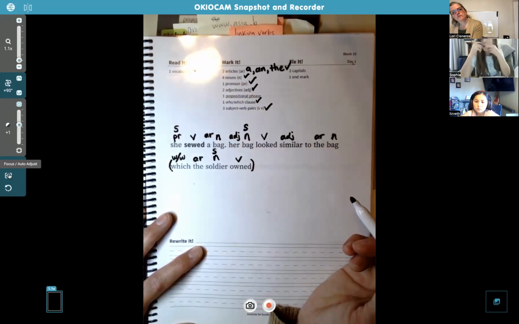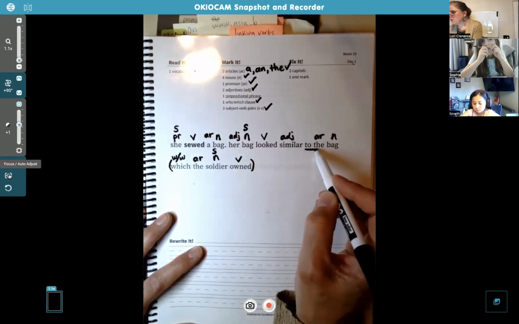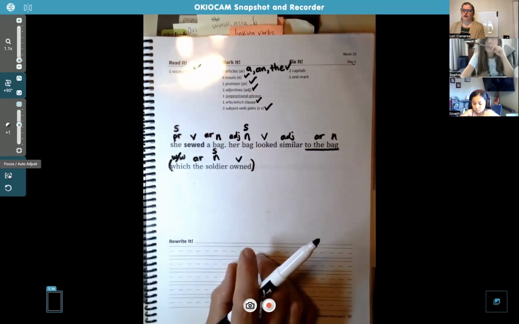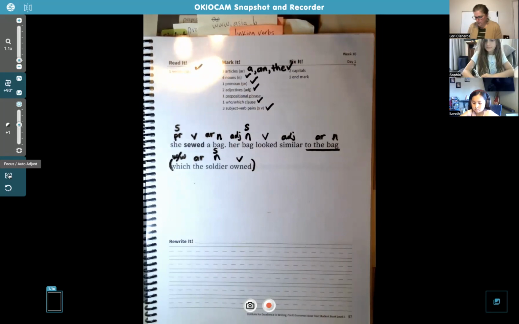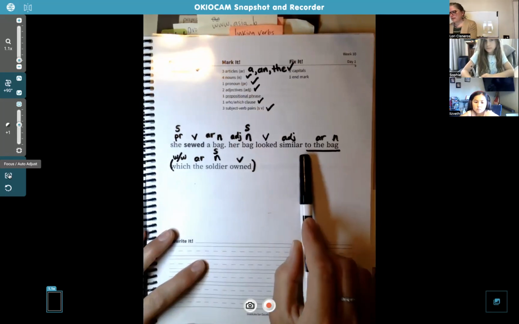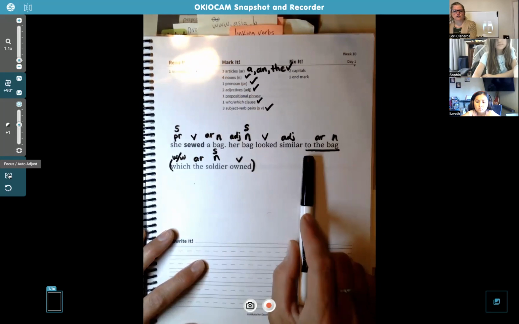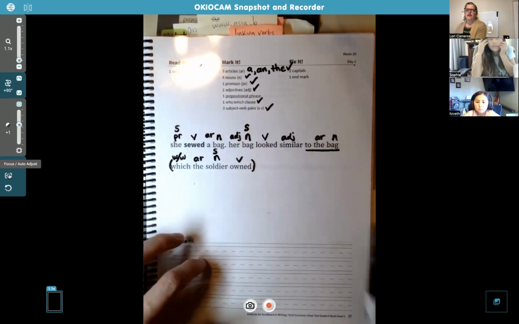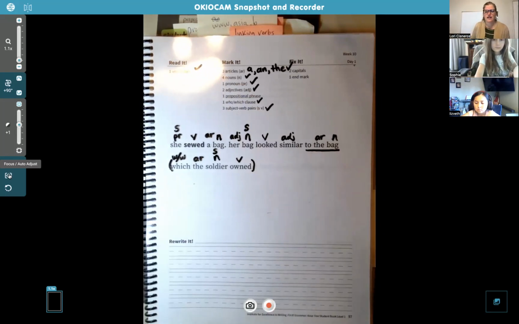The bag. Say it again. The bag. So "to the bag," that's what I'm looking for, okay? So you want to include "to," because that's the preposition. That's your clue to know where it starts. And then you underline until you get to a noun or a pronoun. That's the whole phrase. Does that make sense? Okay, good.